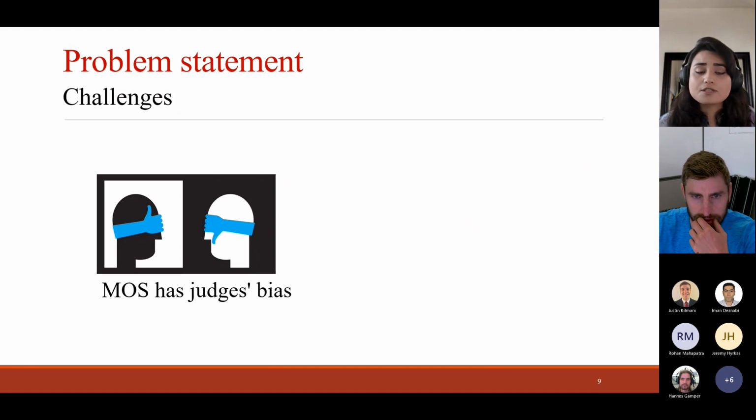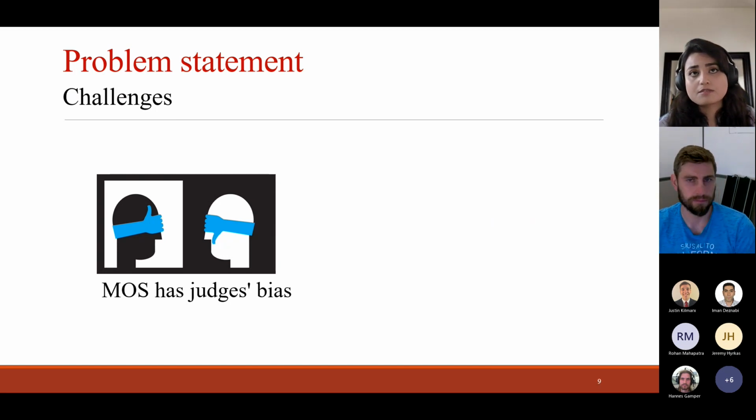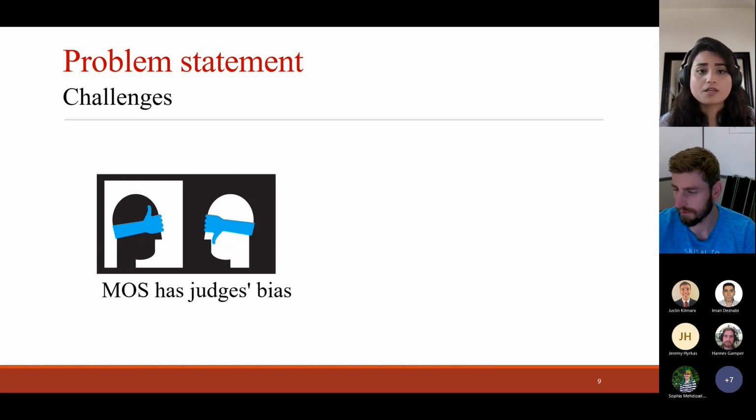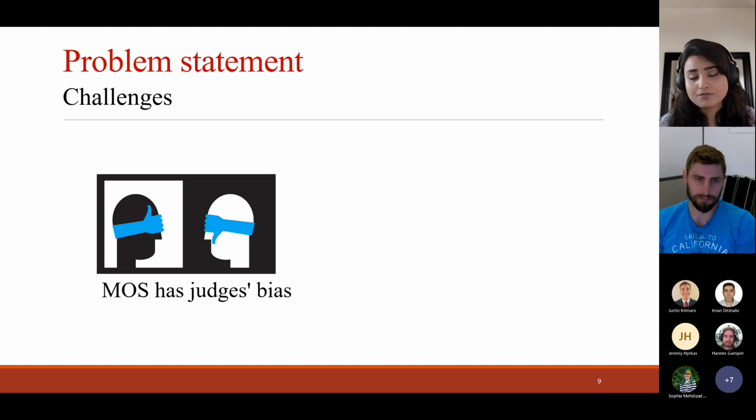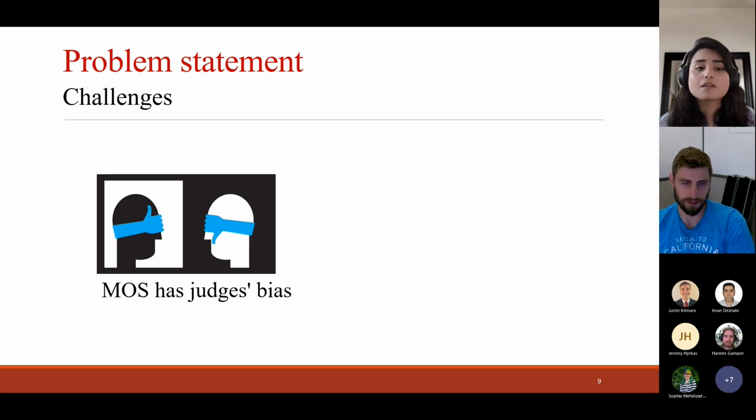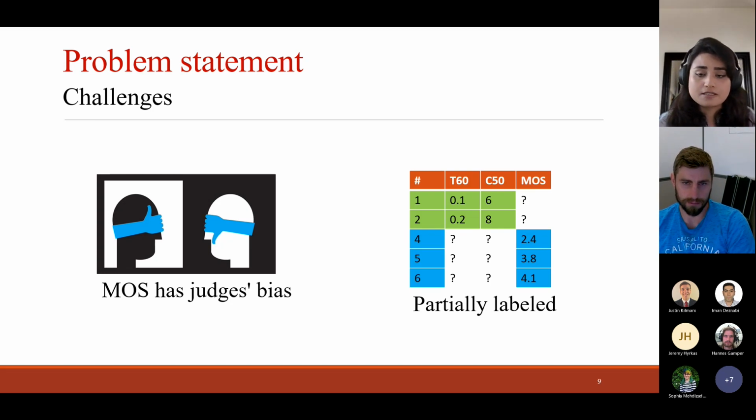So there are two challenges for this problem. First, the MOS score has bias, and this bias comes from the judges. Basically, it means that when judges score an audio example, different judges can score it differently and can have their own bias, because it's a subjective measurement. And the second challenge is that this new data set, which is a combination of the other two, is partially labeled, and we don't have all the labels for all the data samples.